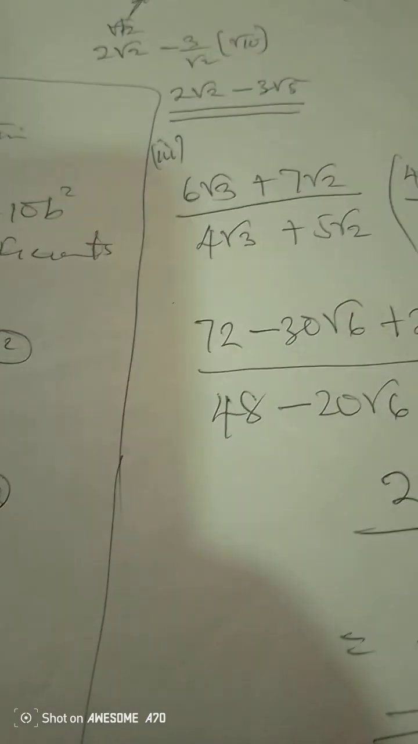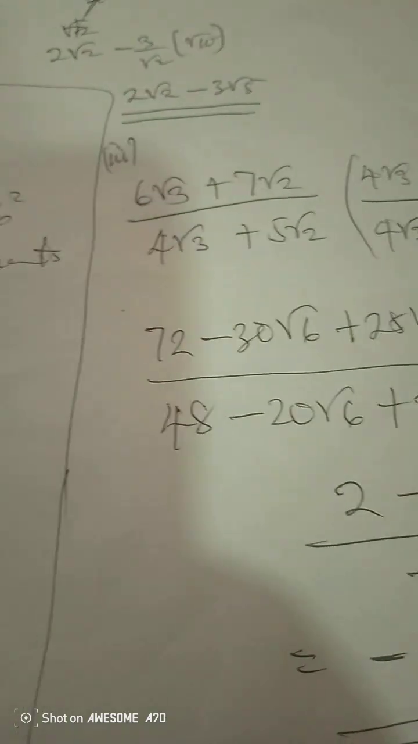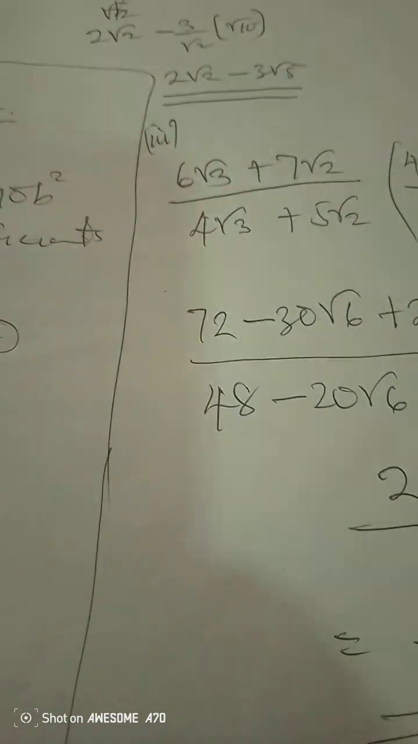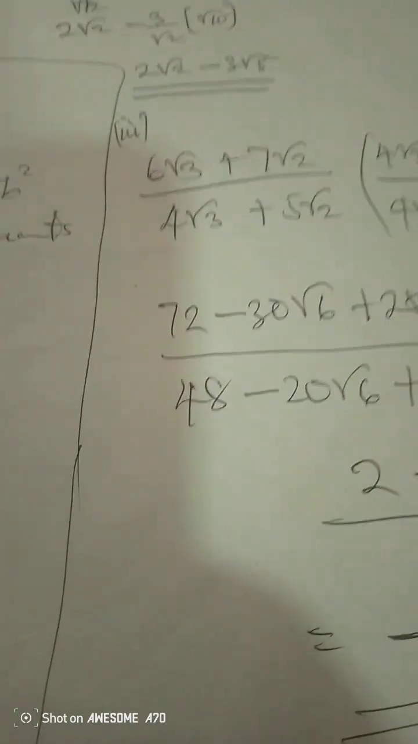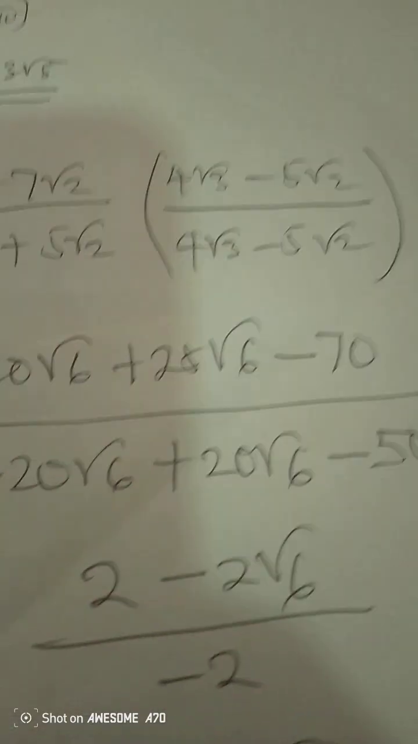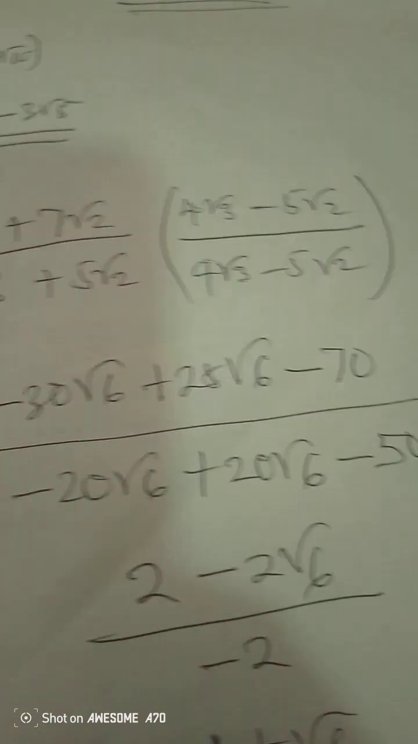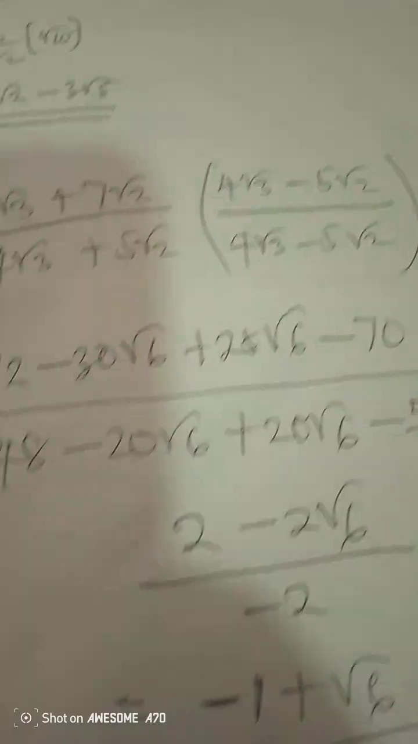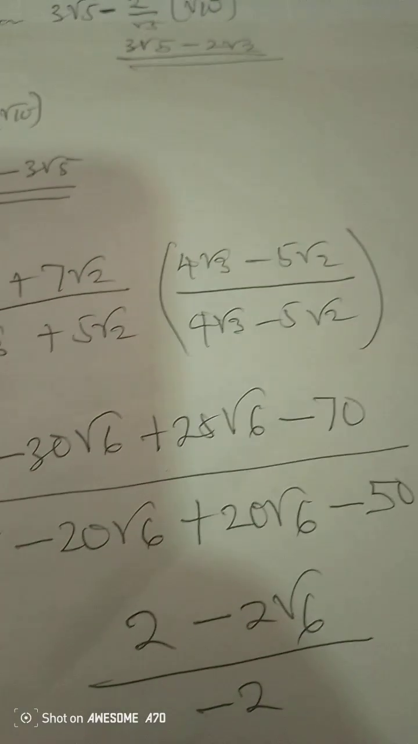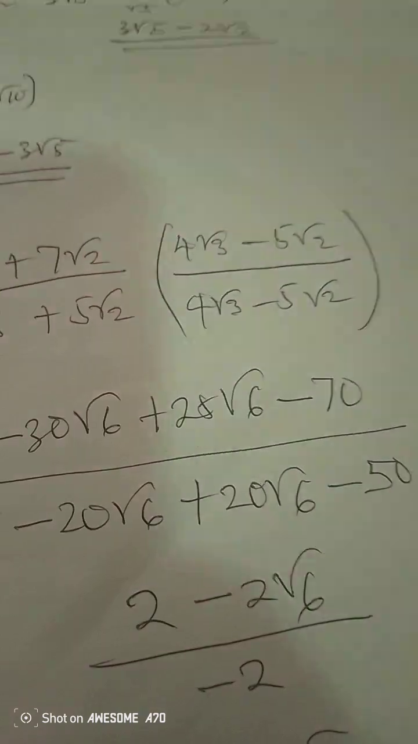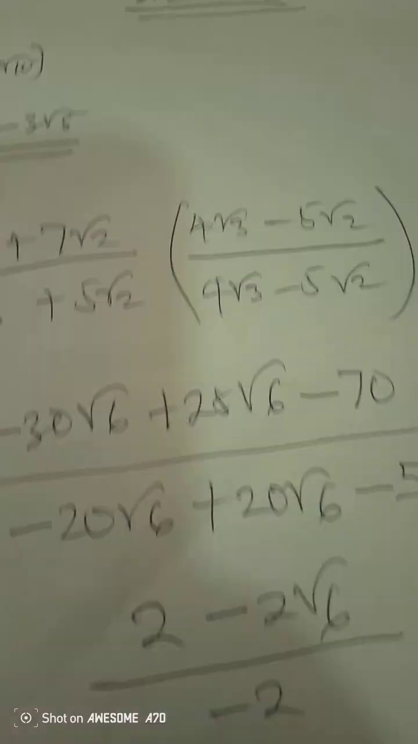Now, we have to simplify (6 root 3 plus 7 root 2) all over (4 root 3 plus 5 root 2). We introduce the conjugate of the denominator. So when we say (4 root 3 minus 5 root 2) divided by (4 root 3 minus 5 root 2), we only introduced 1, and anything multiplied by 1 remains the same because 1 is the multiplicative identity.